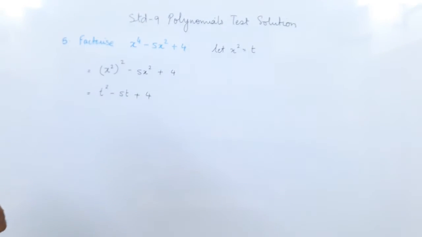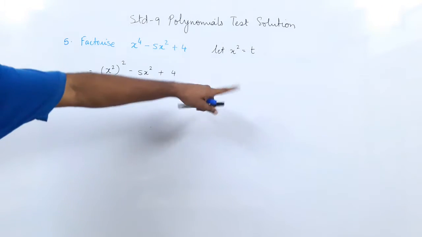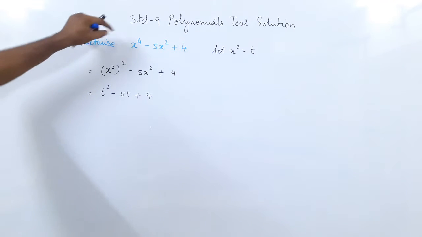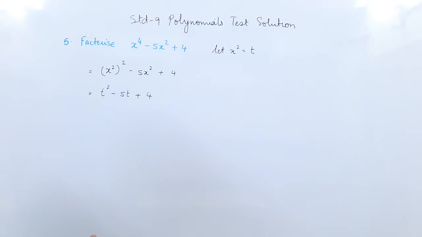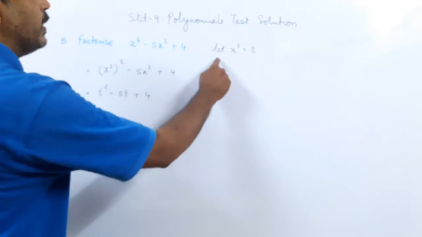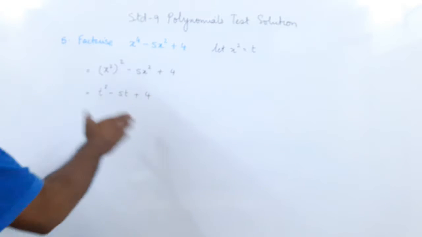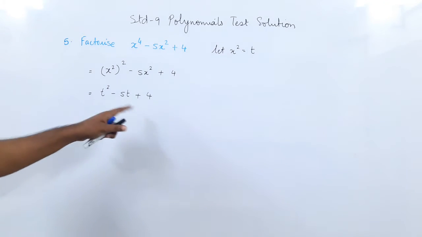So here I have done what? A supposition. Suppose x square equal to t, or let x square equal to t. So now this sum has become from degree 4 to degree 2. The variable has changed. But you can do this. You can make the degree 4 to degree 2 by changing the variable. Now this has become a quadratic polynomial with degree 2.